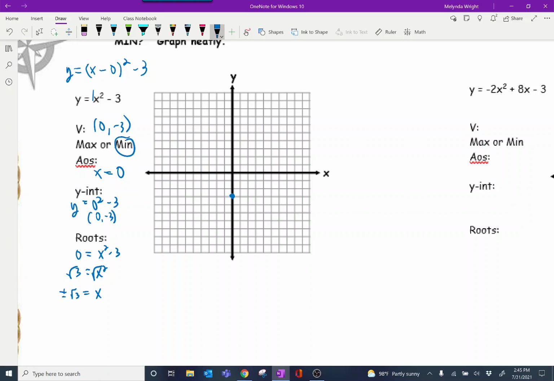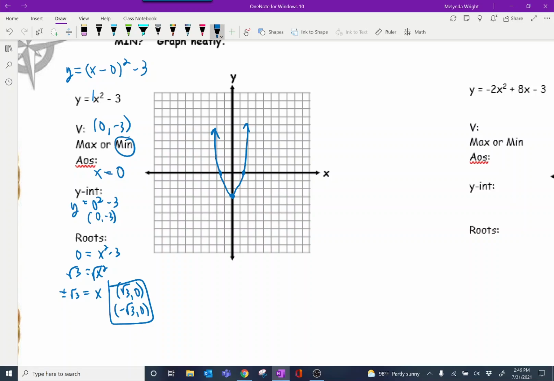Okay, so we're graphing, so we don't have to be real accurate. Root 3 is between root 1 and root 4. So root 1 is 1, and root 4 is 2. So root 3 is somewhere between 1 and 2. So let's just estimate, somewhere in there, and so we can finish drawing our graph. The roots are points, so we can write them as (square root of 3, 0) and (negative square root of 3, 0).